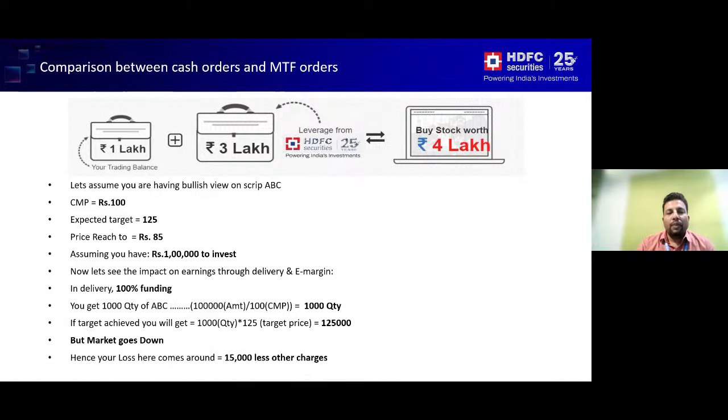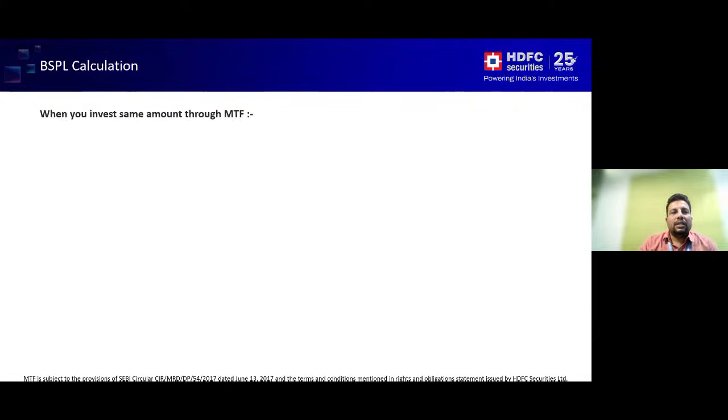So here you make a loss of 15,000. So it can be vice versa. As I told, there is no guarantee that you will always gain profit; sometimes you have to bear the loss also. So this was an illustration.